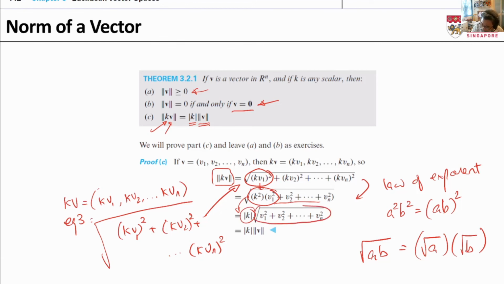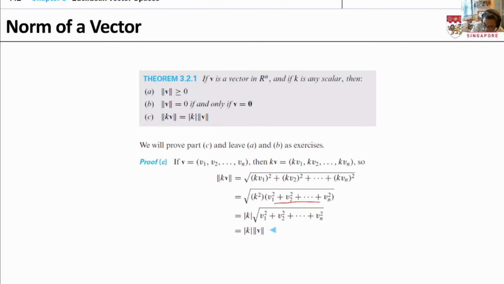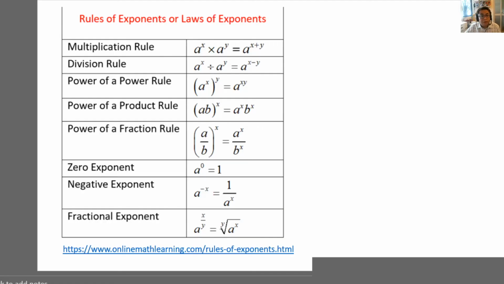We recognize that the second expression is identical to the norm of v, and hence we get this final expression: a scalar value k multiplied by a vector v, and its norm is the same as the absolute value of k, the scalar, multiplying the norm of v. This slide shows a summary of the rules of exponents which we have just used. The rules of exponents we are using are from the powers of a product rule.